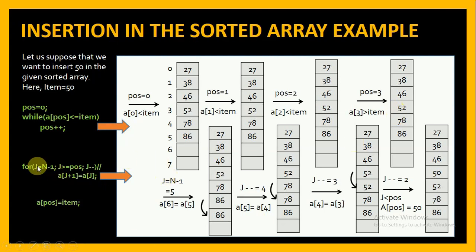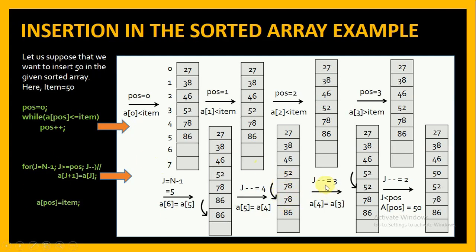Let's see how. J is equal to n minus 1. N is 6, so it will become 5. A6 is equal to AJ, which means A6 is equal to A5. So this is 86, so 86 will be copied to A6. Then we will say J minus minus. So J will become 4. And now A5 is equal to A4. This is A5 and this is A4. So A4 will be copied to A5.